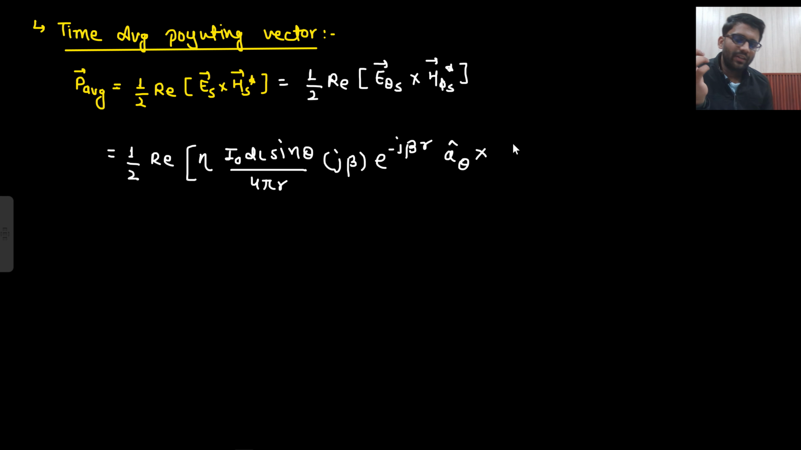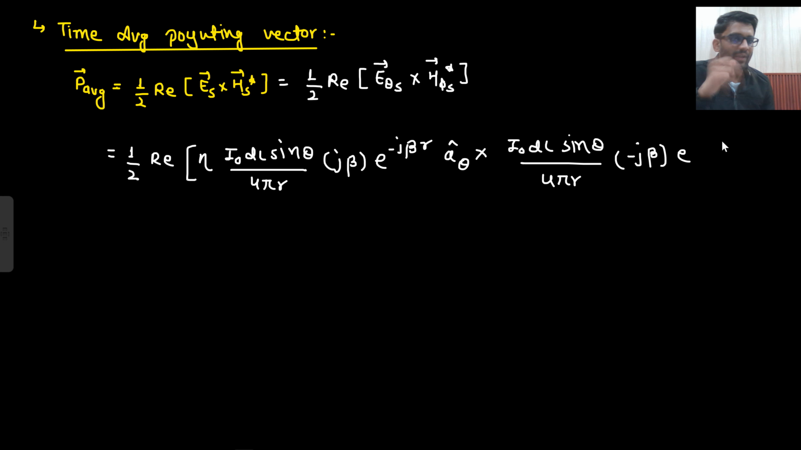What is your H phi s component? That is I dl sin theta upon 4 pi r j beta e to the power minus j beta r. But here we are writing the conjugate, so j will be replaced with minus j. And then what is the direction? That is your phi cap. Right? Now what do you see? This and this are getting cancelled. Minus j into j, that would be plus 1.